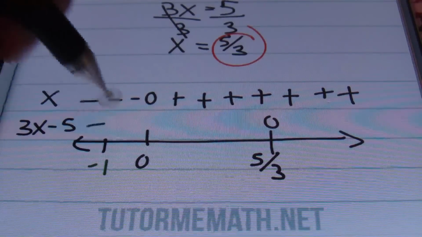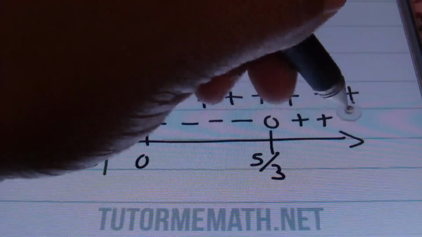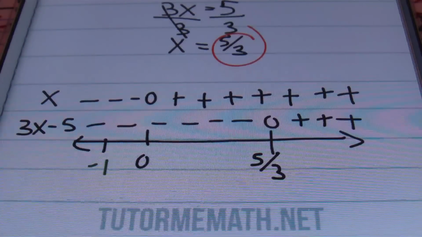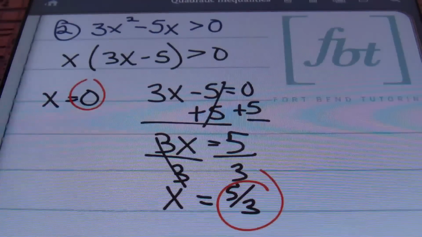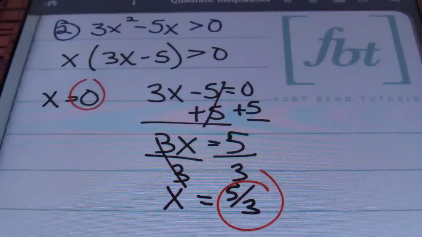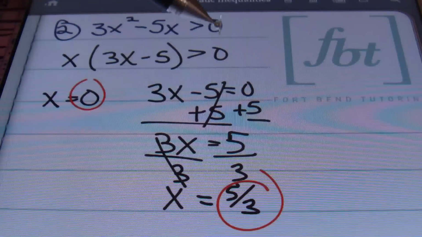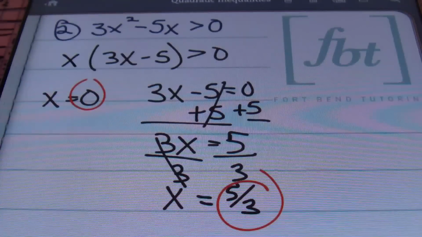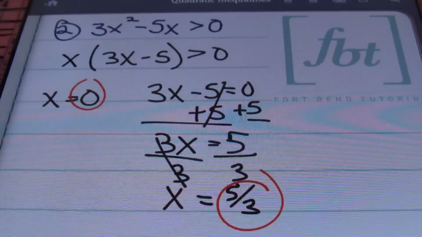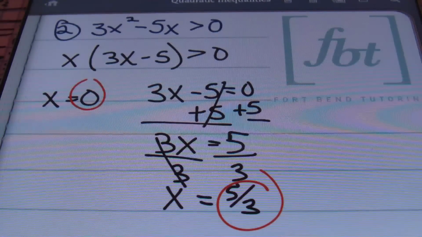So I know that this value is negative until I get to 5/3, and then after that it'll become positive values. Going back to our inequality, we had our factored form of x times 3x minus 5. So I know the operation is multiplication, and I know the results have to be greater than 0. Well, what type of results are greater than 0? Exactly, positive results. So therefore, I'm looking for a positive result once these two factors are multiplied together.